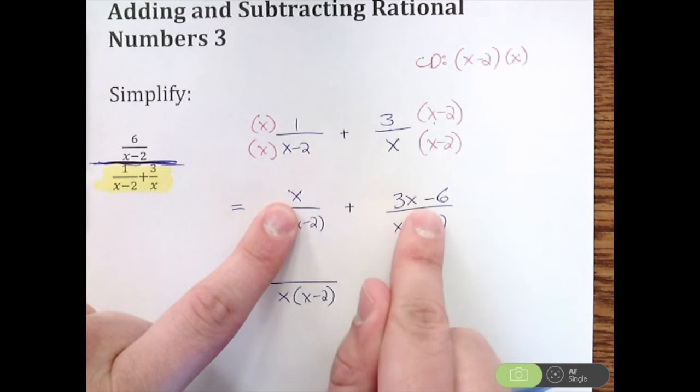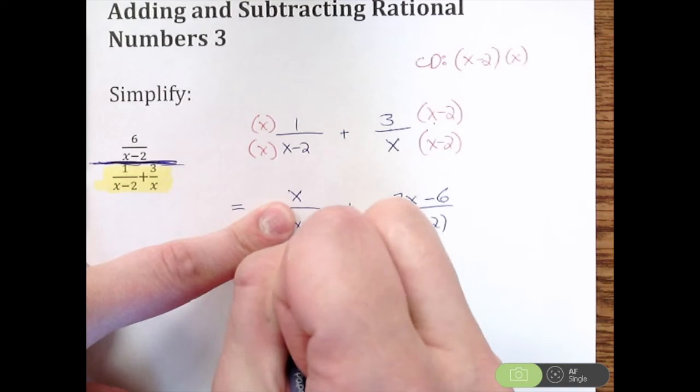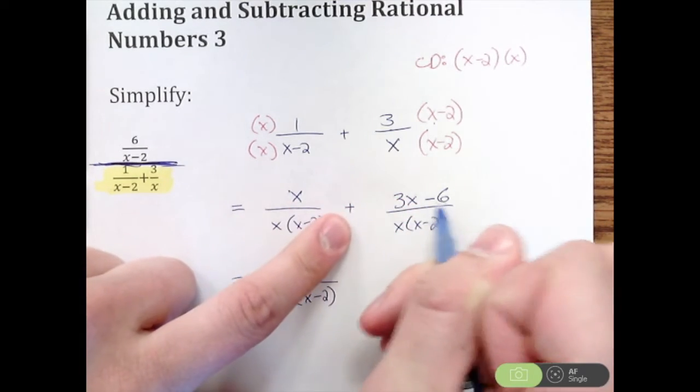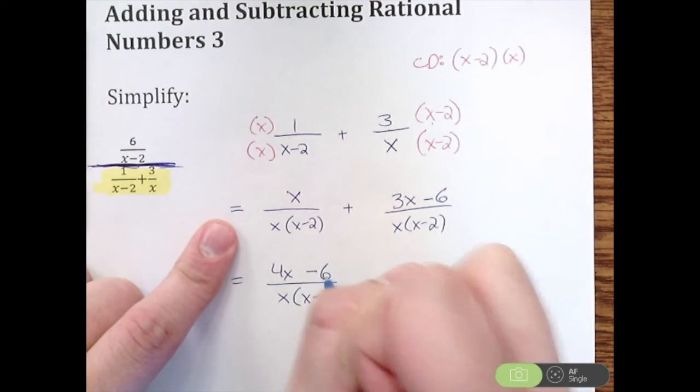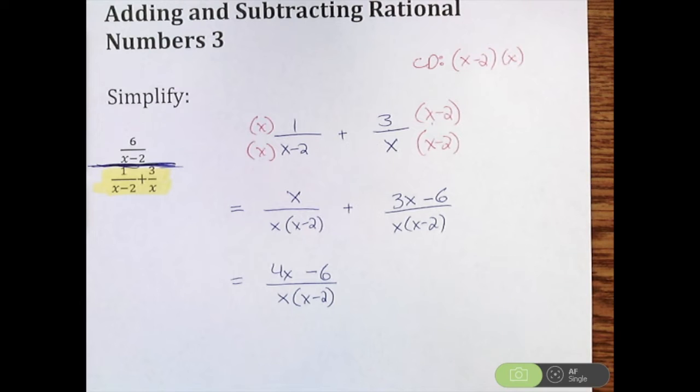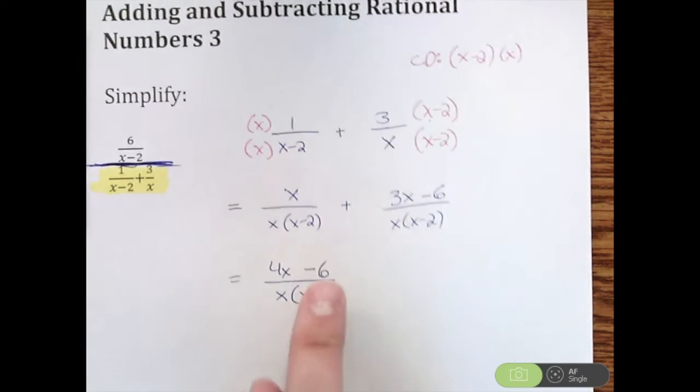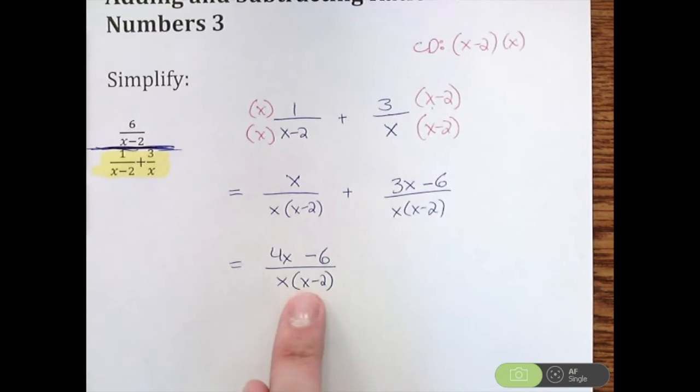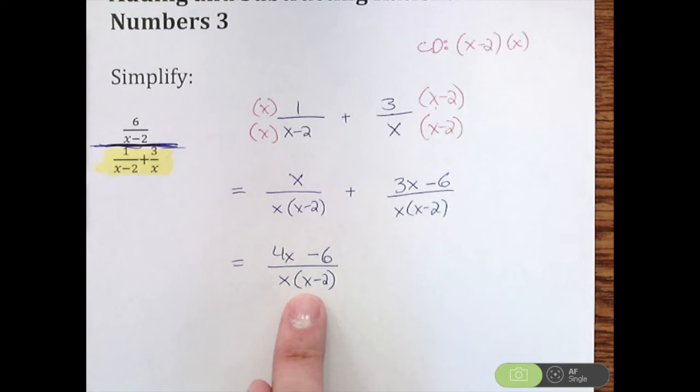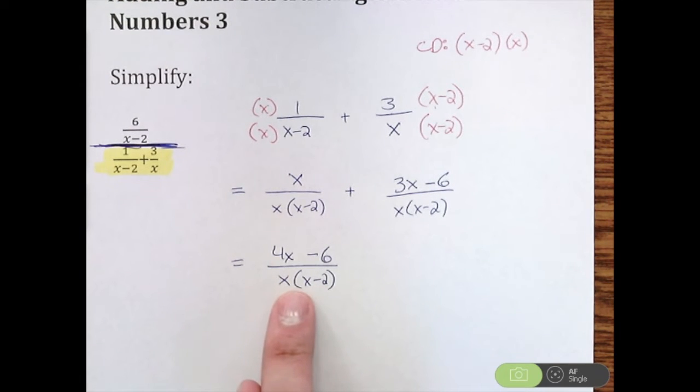So x plus 3x is 4x. And then I have that minus 6, so minus 6. So I've added these two fractions together. But before we move on and say we're done with this, I do want to make sure this is simplified. So again, when we're simplifying, the bottom is completely factored.